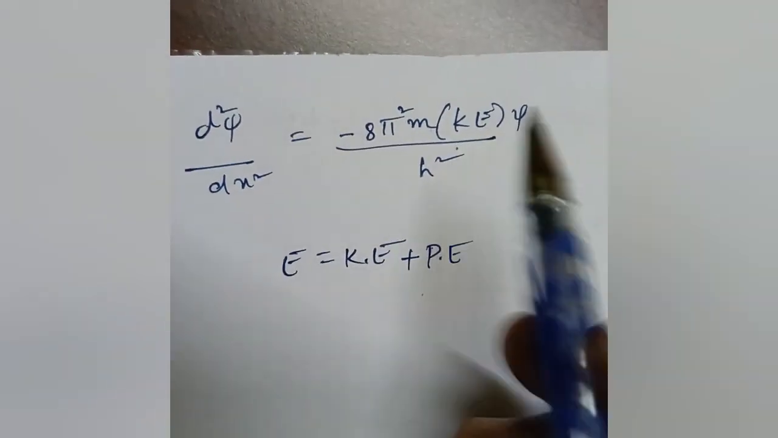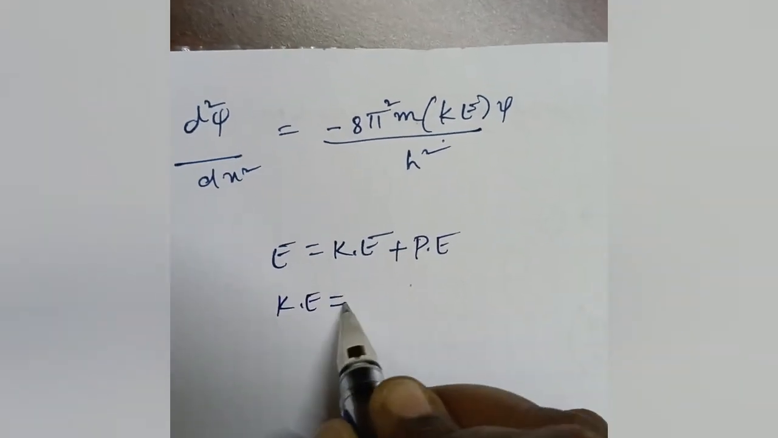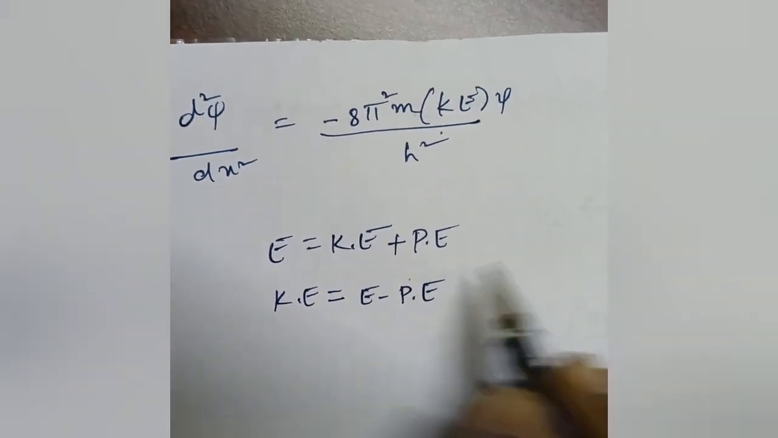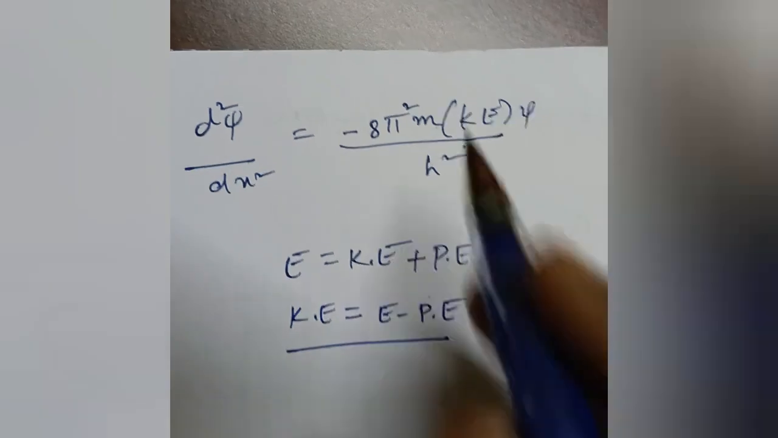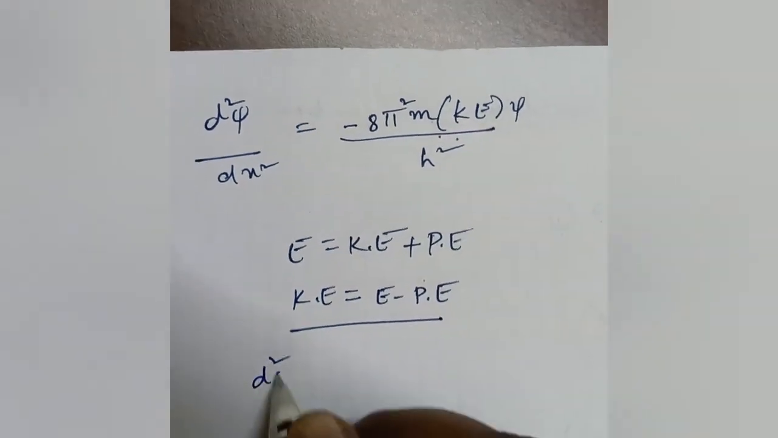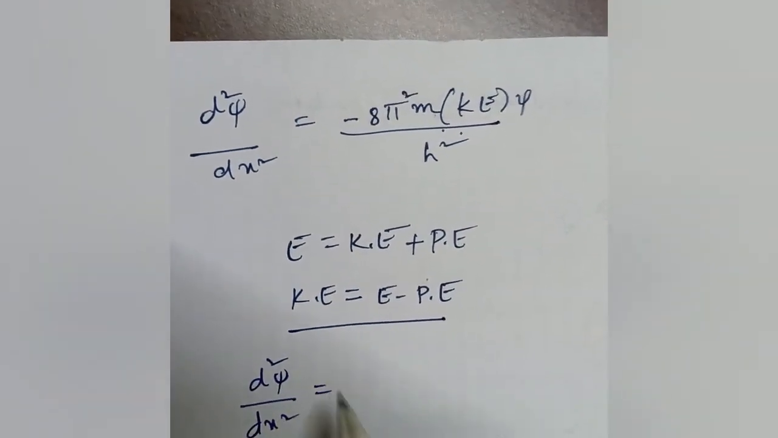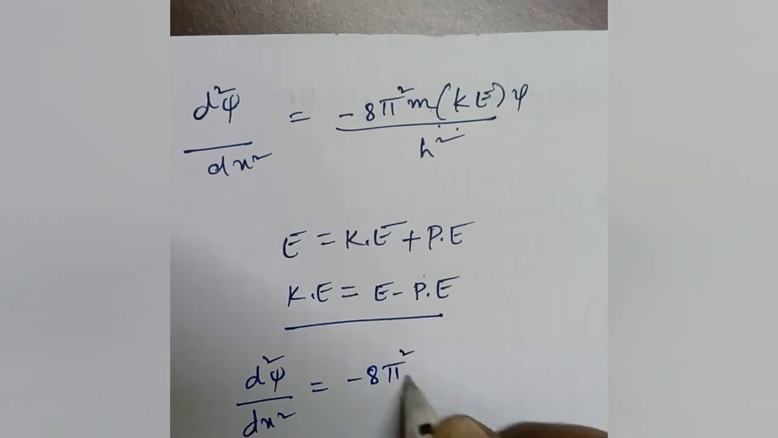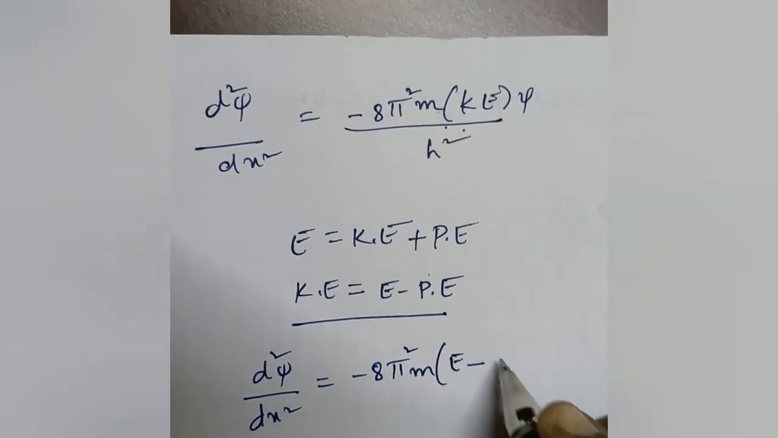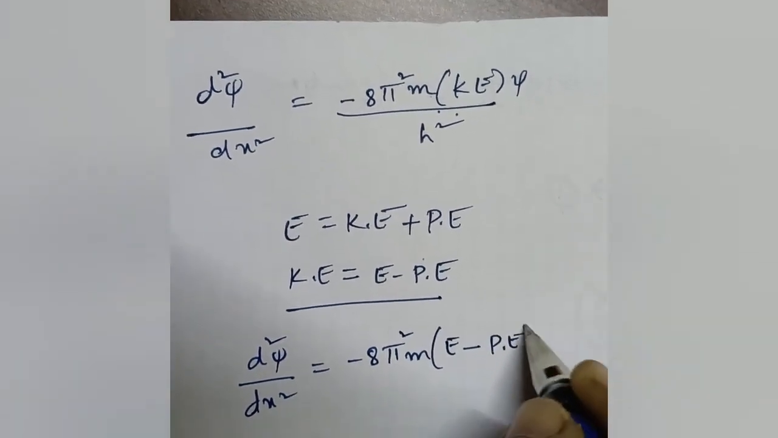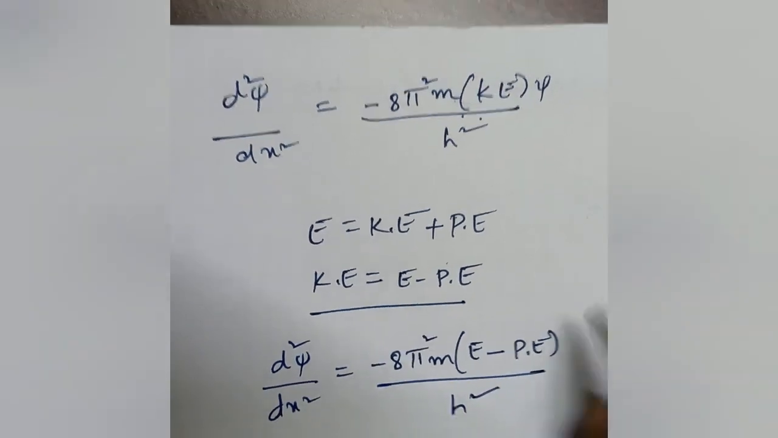But we have kinetic energy here. So kinetic energy is equal to total energy minus potential energy. Substitute this value in the above equation. d square psi by dx square is equal to minus 8 pi square m into E minus potential energy by h square into psi.